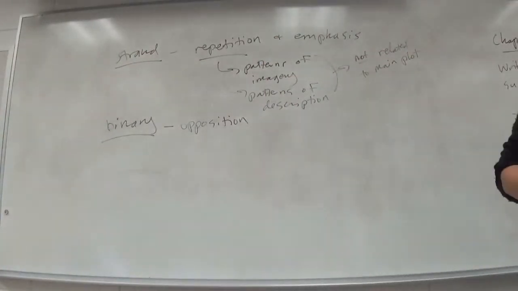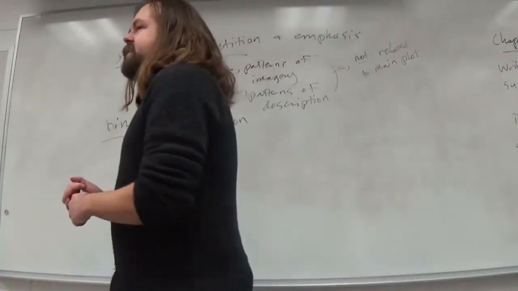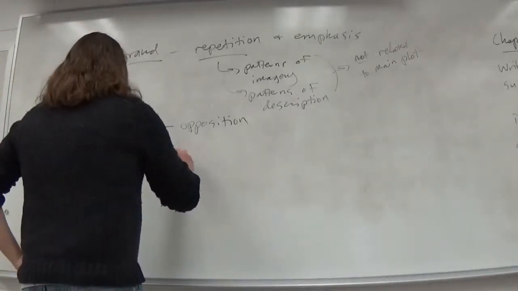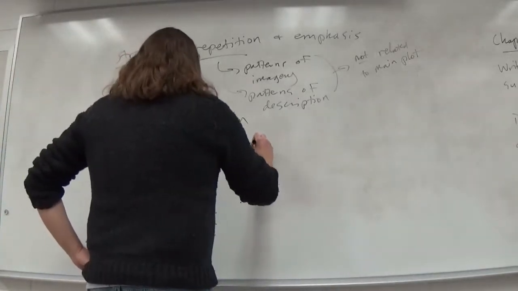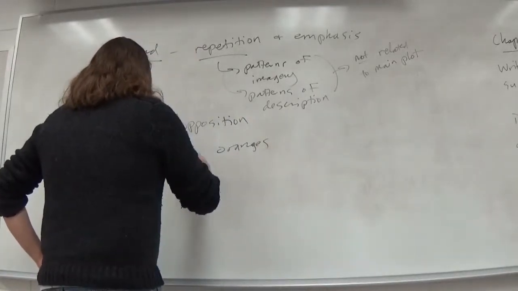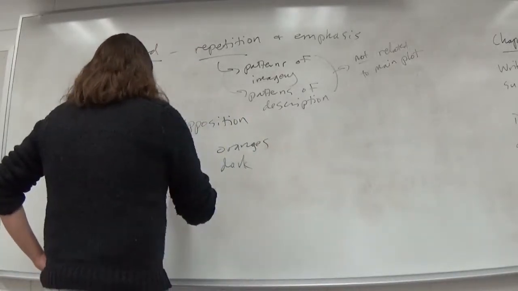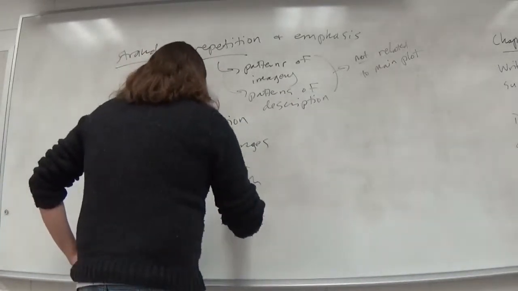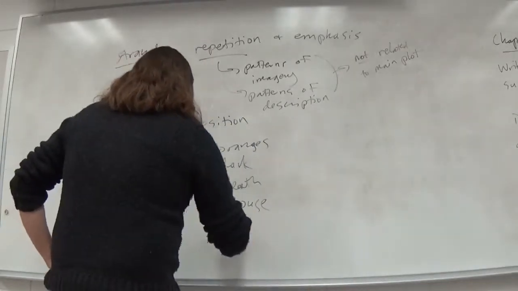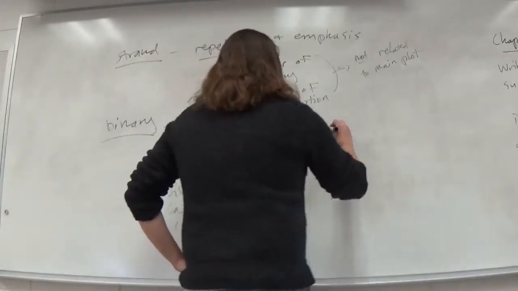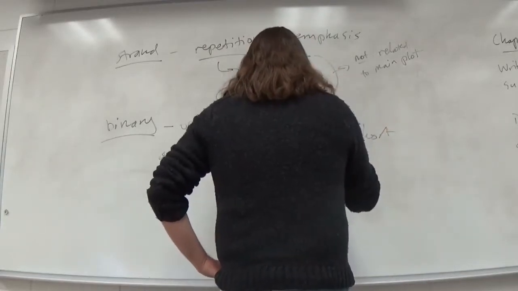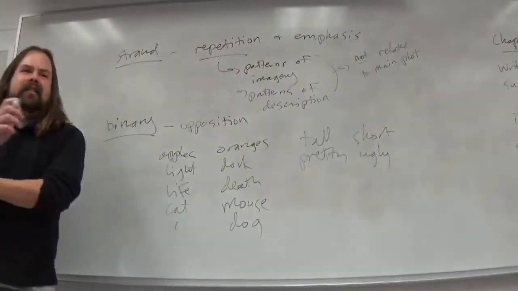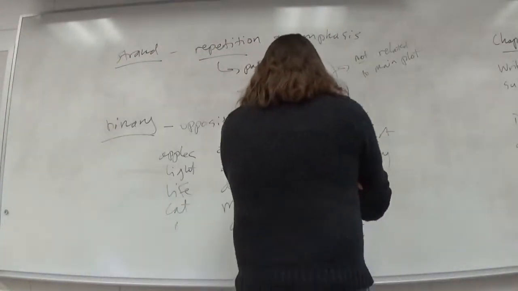Apples and oranges. Okay, yeah, apples and oranges. That's certainly something that we tend to use to describe this very idea. I heard Alan say light and dark. Keep going, give me some more. Life and death. Life, death, good. Cat and mouse. Cat and dog. Tall, short. Pretty, ugly. Modern, ancient, okay, good.